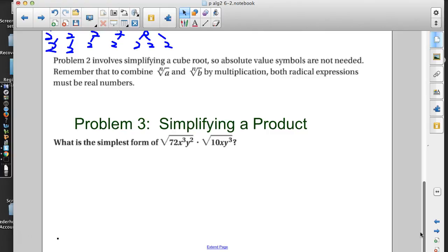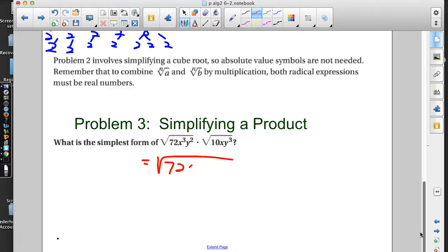So, simplifying a product. What is the simplest form of, oh my goodness. Can we multiply those together? Sure we can. Index is the same. They're both square roots. So we're going to do numbers like numbers, because numbers have different rules than variables do. So 72 times 10, hey, that's 720. No problem. But what do you do again when you want to multiply similar bases?